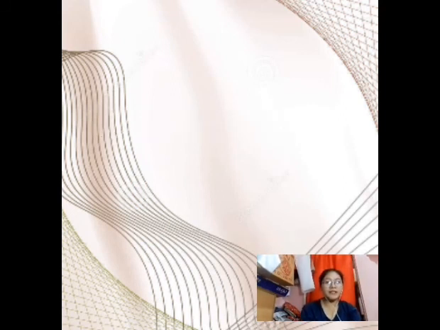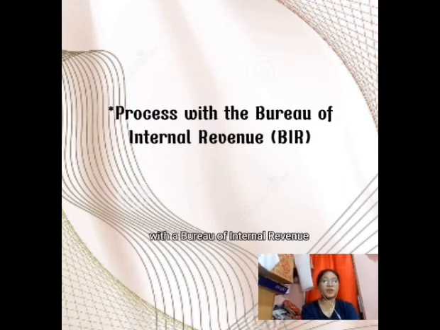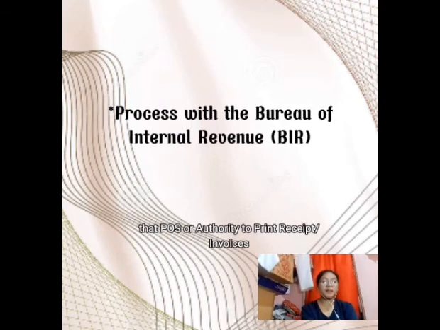So next is the process with the Bureau of Internal Revenue or the BIR. So secure the following from the BIR. First is the BIR Certificate of Registration. Next is a Certificate of Registration of Books and Accounts and Cash Register Machine or the CRM or Point of Sale Machine, the POS, or authority to print receipts or invoices, the manual receipt.